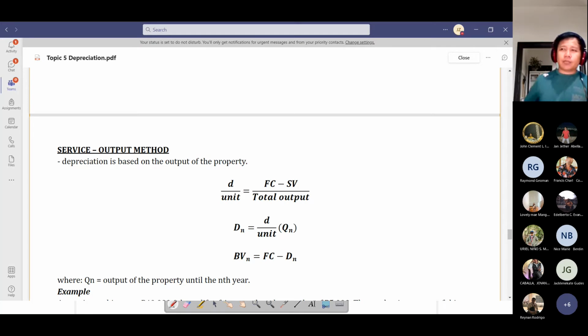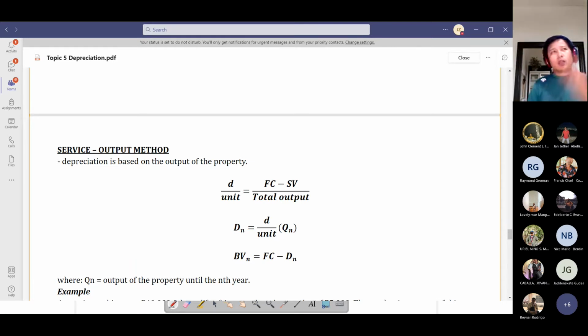Now, as I've said before, every time something is produced, it depreciates. So you have to solve the depreciation per unit of output. For example, in my ice cream maker, every time it produces 1 cup, it depreciates. So you have to determine that first, okay?